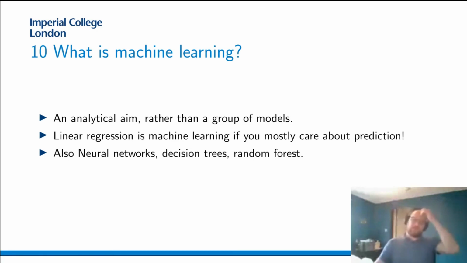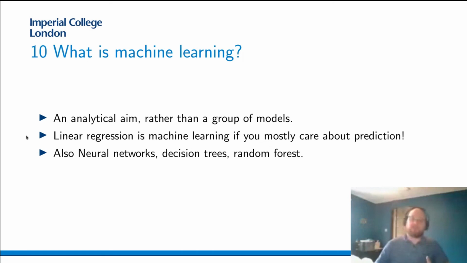In that context, things like linear regression that we all know from statistics can be machine learning if that's what you're using it for. This comes up quite a lot. If you've got an awful lot of covariates, you might be running simply linear regression on your data, but all you care about is prediction. That is machine learning.